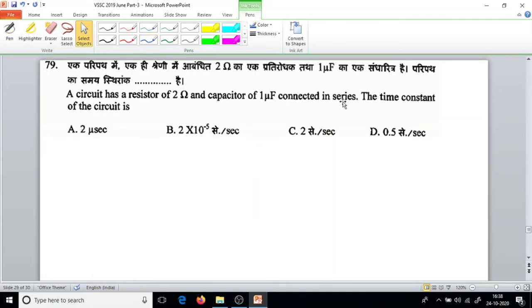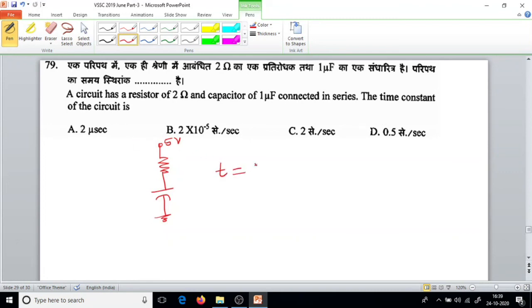Question number 79. A circuit has a resistor of 2 ohm and a capacitor of 1 microfarad connected in series. That means we have a resistor and a capacitor connected in series. Let us assume that some 5 volt or whatever supply is here. What is the time constant of the circuit?